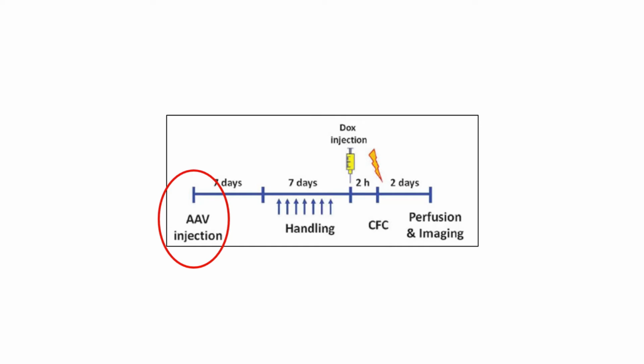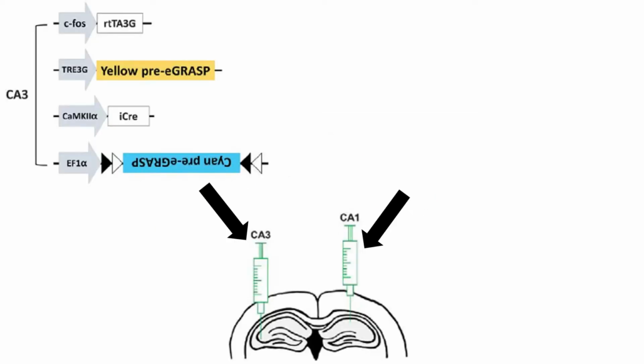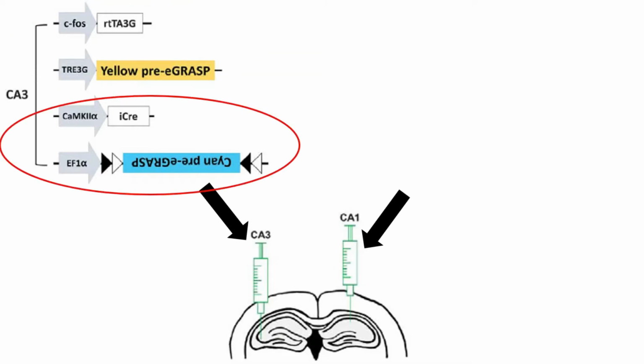14 days prior to fear conditioning, a set of viral vectors, AAVs, were injected into the CA3 and CA1 regions of the mouse's hippocampus. These 4 viral vectors were injected into the CA3 region of the mouse's hippocampus. These 2 viral vectors ensured that neurons in CA3 that were active during the fear conditioning would express the yellow pre-eGRASP protein. These 2 viral vectors ensured that a small subset of other randomly selected neurons in CA3 would express the cyan pre-eGRASP protein.